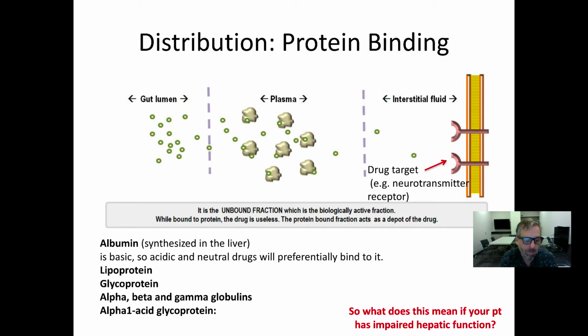So albumin is the most common. There are other proteins, but it's important to keep this in mind when we're talking about impaired hepatic function, which is usually why we use lower doses in somebody who has liver issues.